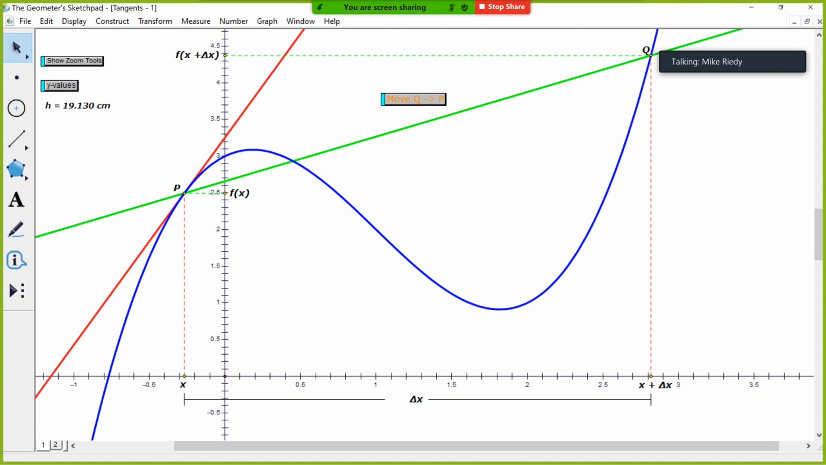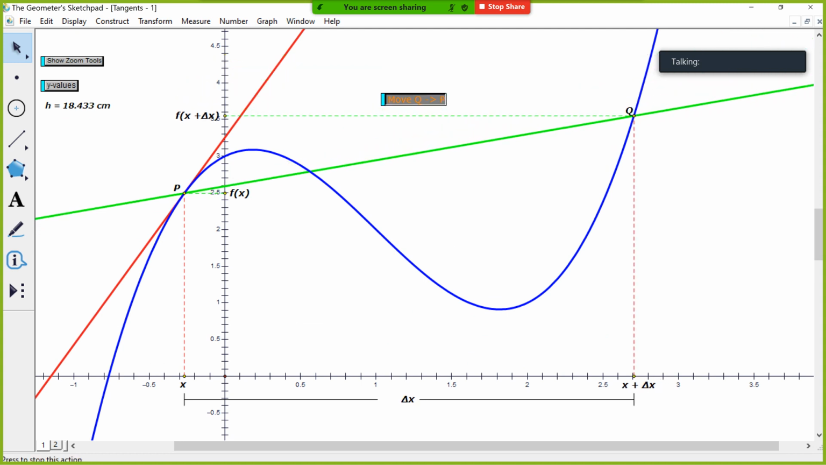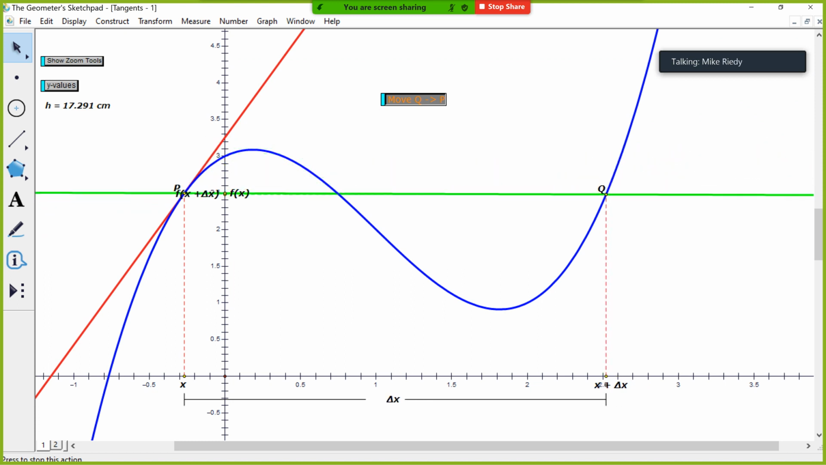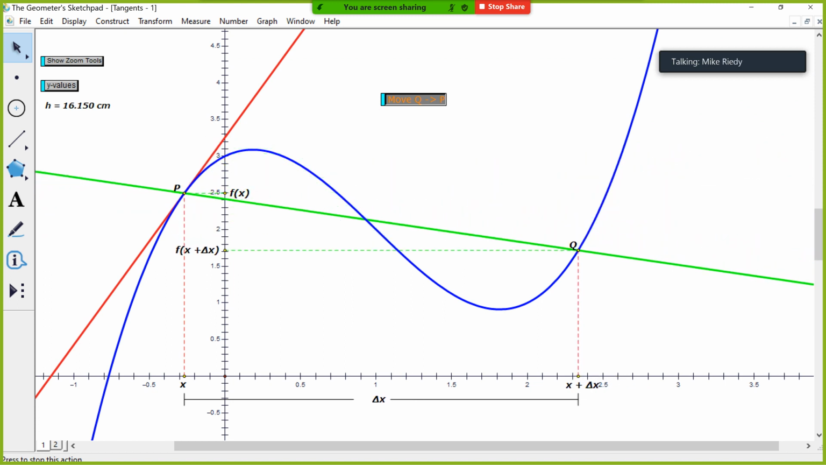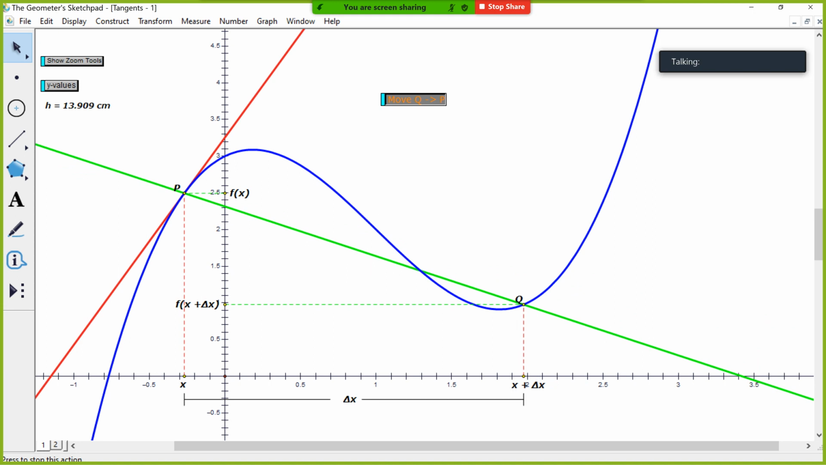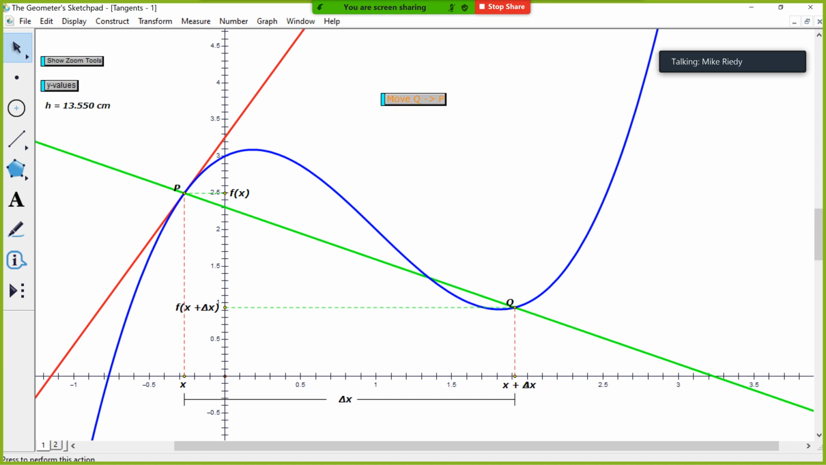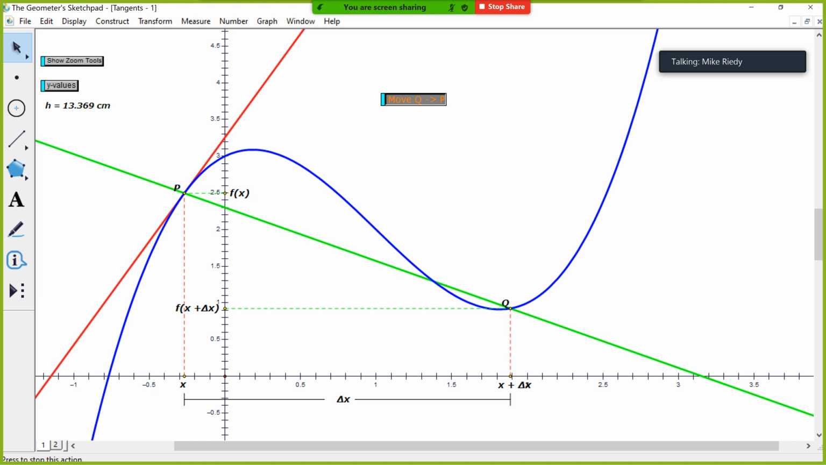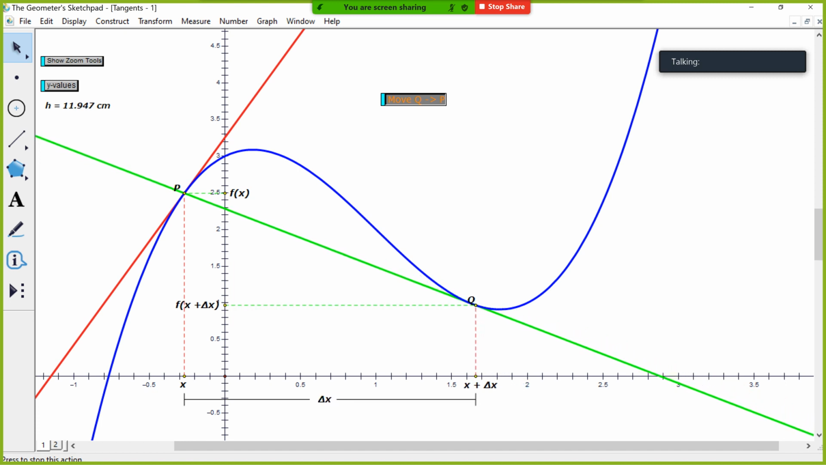So what happens when Q slides closer to P? Notice x is not changing, f of x is not changing, but delta x is changing, and f of x plus delta x is changing. Let me stop there for a second. Tell me how delta x is changing when you watch that thing move. What's happening? How small? Well, let's keep going then. Before you answer that question, let's let this thing finish.